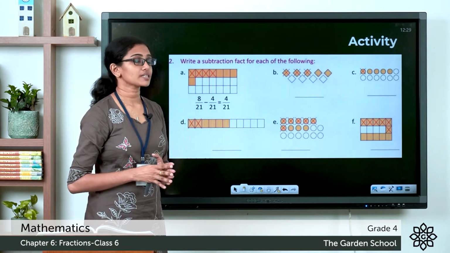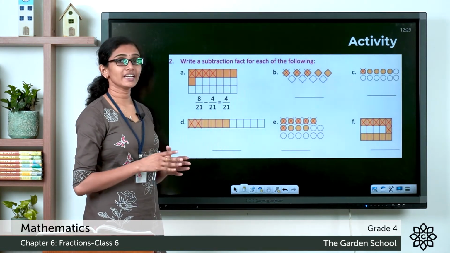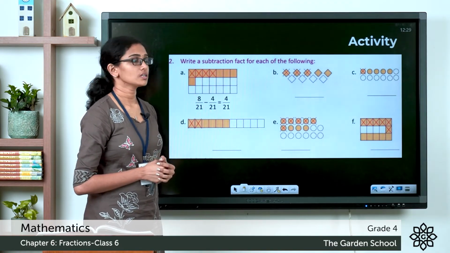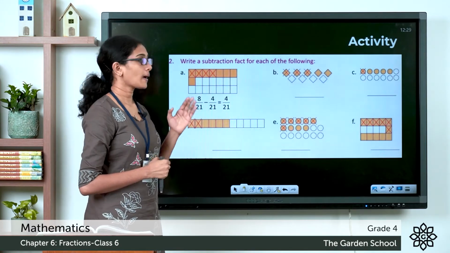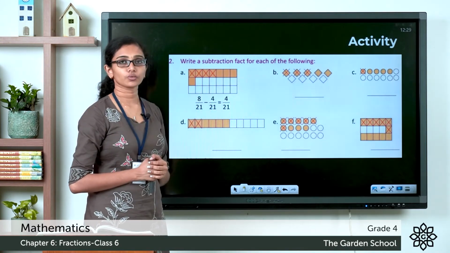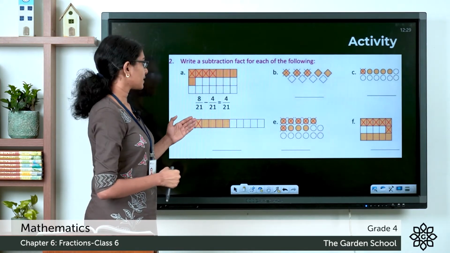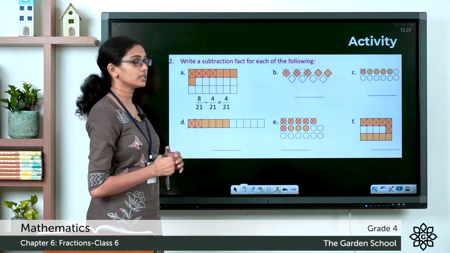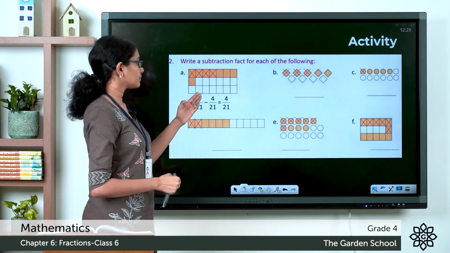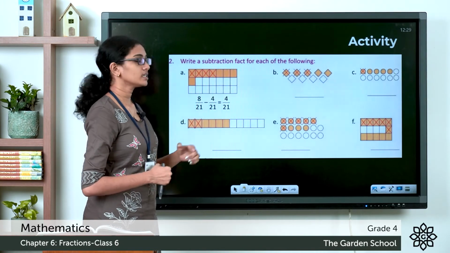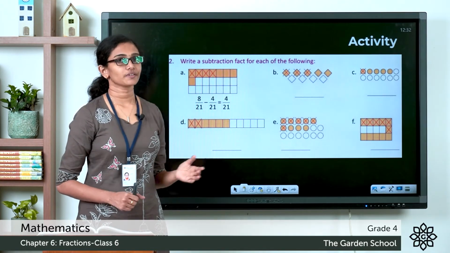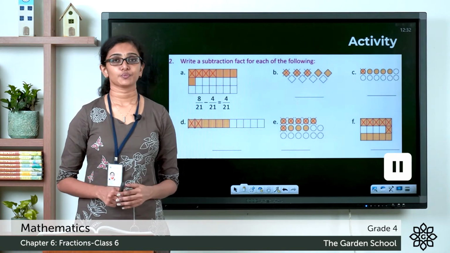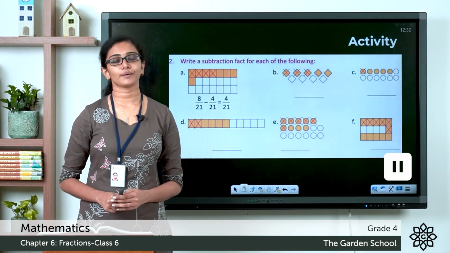So, what is the fraction of parts that are shaded and not crossed? That would be equal to the total fraction of shaded portion minus the fraction crossed. So that is 8 by 21 minus 4 by 21, which is equal to 8 minus 4, 4 by 21, the same denominator. You can complete the rest of the questions as an activity. Please pause the video, finish it and come back.